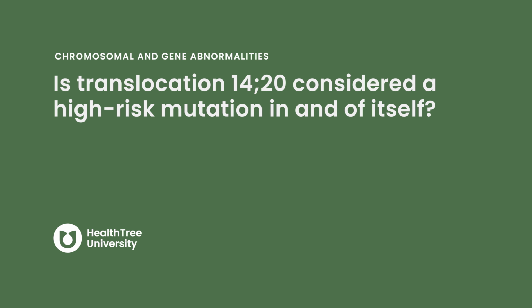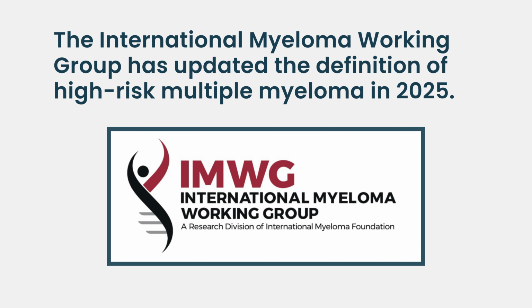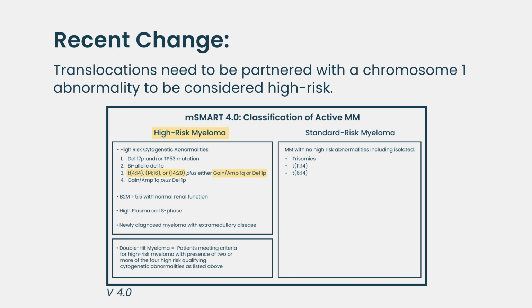Is translocation 1420 considered a high-risk mutation in and of itself? These are exciting times in which we are living, and a big change that is going to come in 2025, which as of the time of recording of this video is not published yet, is that the consideration of a standalone translocation 1420 as high risk may change, probably at the end of 2025. The International Myeloma Working Group has met and there has been a consensus that a standalone translocation 1420 may not be enough to call it high risk anymore, and that a partnership with some chromosome 1 abnormalities may be needed.